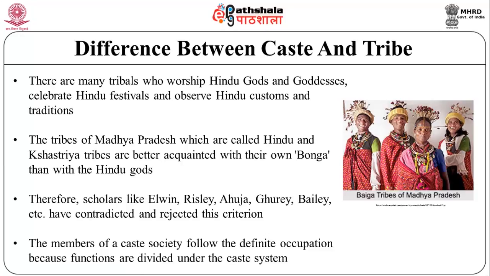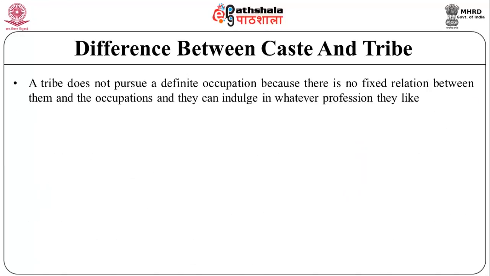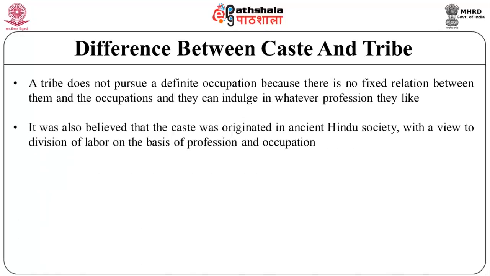Now, the members of a caste society follow a definite occupation because functions are divided under the caste system. But a tribe does not pursue a definite occupation because there is no fixed relation between them and the occupations, and they can indulge in whatever profession they like. It was also believed that the caste originated in ancient Hindu society with a view to division of labor on the basis of profession and occupation.